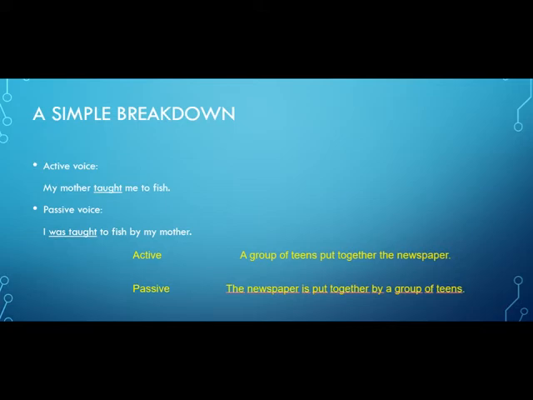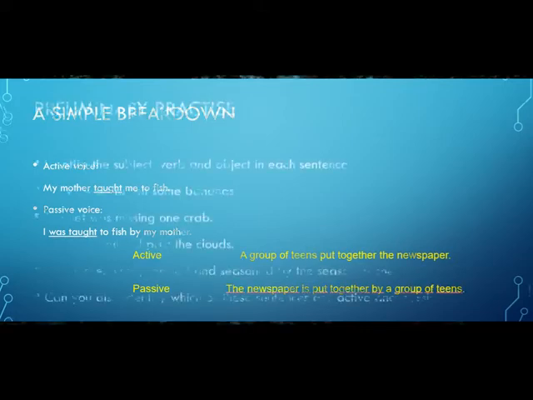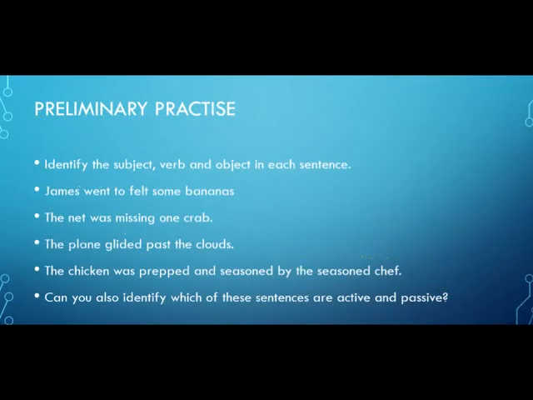Another example, active voice: a group of teens put together the newspaper. Passive voice: the newspaper is put together by a group of teens. Can you see? By changing the subject and object, we change the whole direction of the sentence. Preliminary practice. First, I would like you to identify the subject, verb, and object in each sentence. The first sentence is James went.